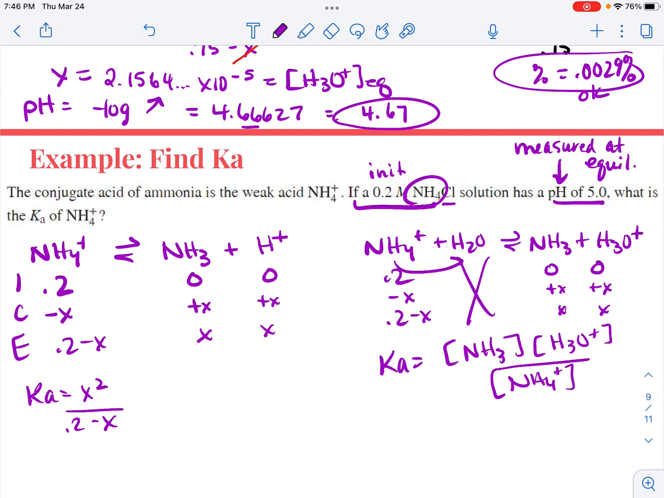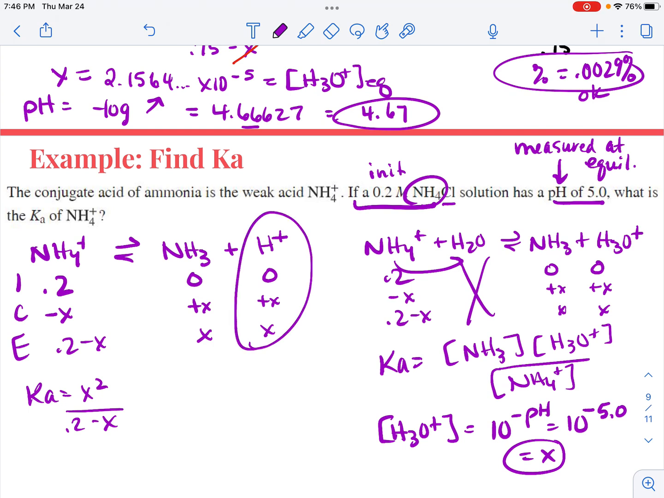So to solve for x, I have to know that the pH is coming from the hydronium ion concentration. So remember that if I want hydronium concentration, it's equal to 10 to the negative pH. So I can say that equals 10 to the negative 5.0. And that would be equal to X because there's my hydronium or my hydrogen ion concentration. Okay, so I can come back in here and say this is 1 times 10 to the negative fifth.